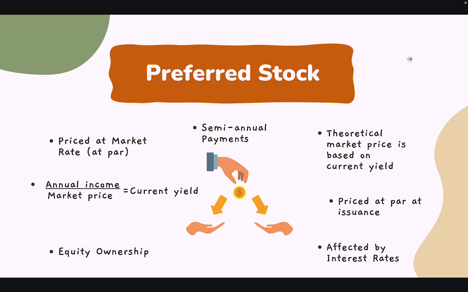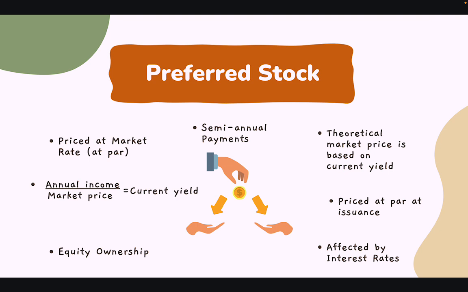Okay, and then we have preferred stock. Preferred stock does not have voter rights, and preferred stock, notice, has semi-annual payments. Okay, there's one big difference. No voter rights is the first, and then semi-annual payments as opposed to quarterly. These are priced at the market rate, which is at par.